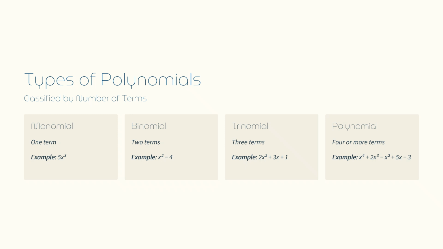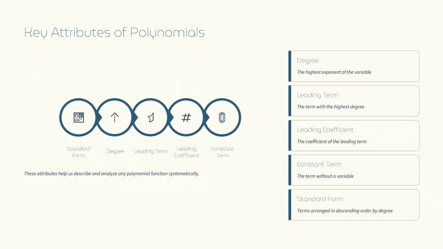I would say all of these are polynomials, but just to make it simple, mono we consider as one term, bi stands for two, tri stands for three, and poly for many. That's how we think about these things. So we'll look further into what is a standard form, what's the degree of a polynomial, what is a leading term, leading coefficient, and constant terms. So let's look at this one.